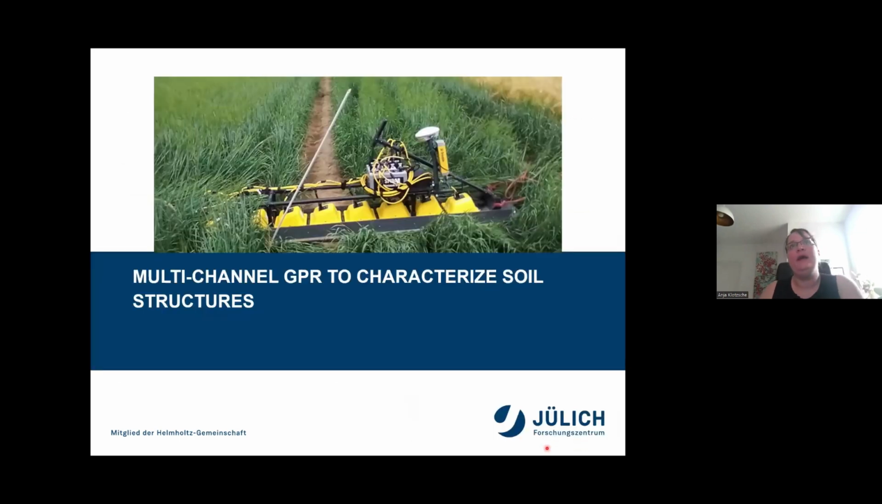So coming to the multi-channel GPR. Why do I want to show you this here? It's basically because it has so many benefits in contrast to standard GPR methods in the end. And this is what I would like to show you today.